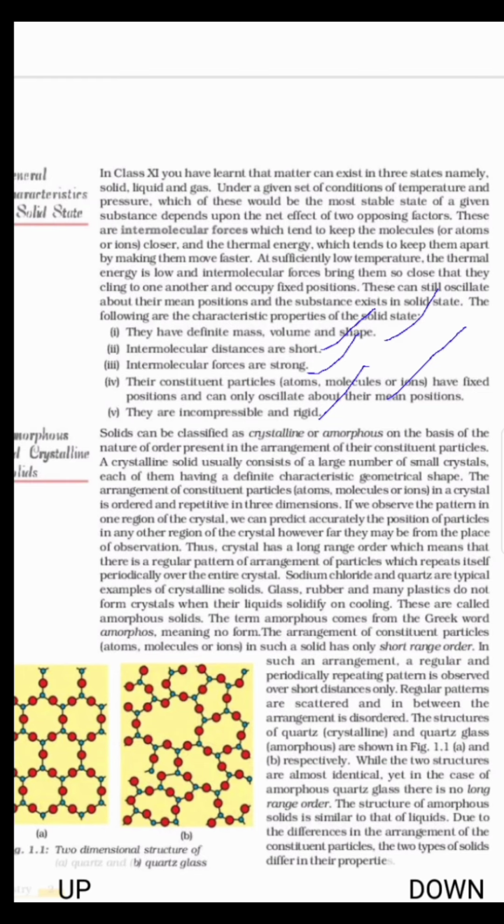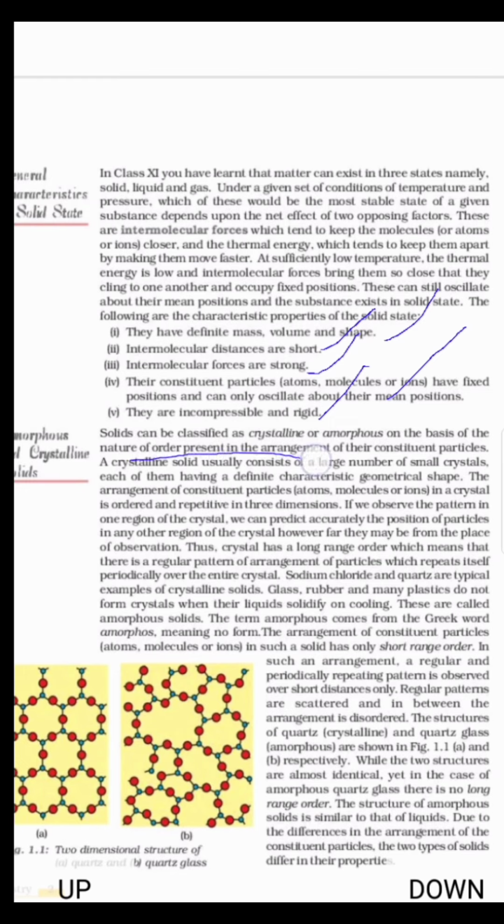So these are the main 5 properties of the solid state. Clear that these all properties we have studied already. They have given that again only. And next we are studying about the classification of solids based on the arrangement of particles.